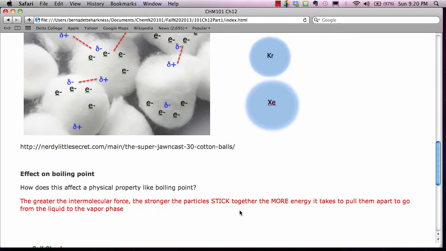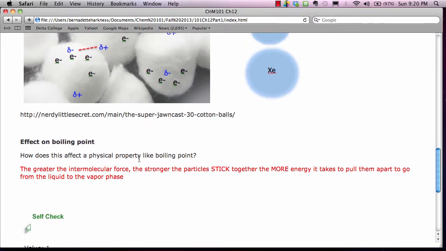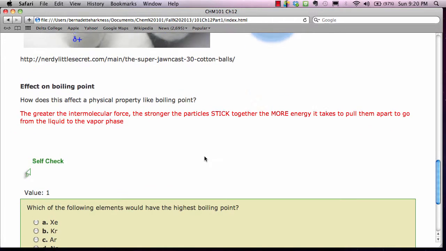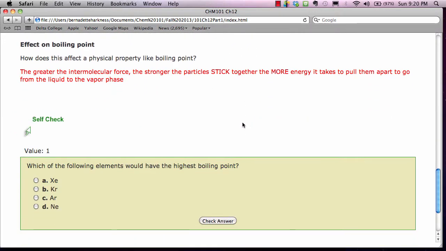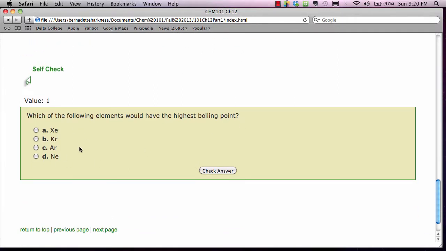How does that affect properties? Well, if you have greater attraction between particles, they tend to stick together more, and it takes more energy to pull them away from the liquid into the vapor phase. So in terms of boiling point, there is an increase as you go down from helium to xenon. If you can understand that, hopefully you can answer this question too.